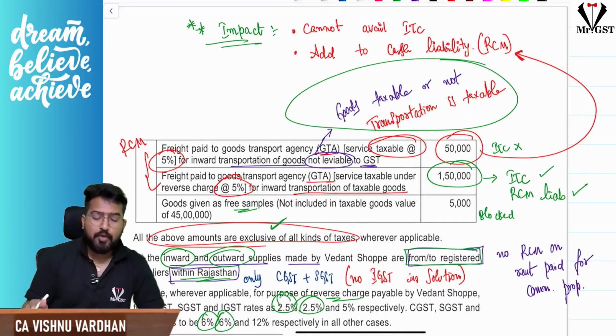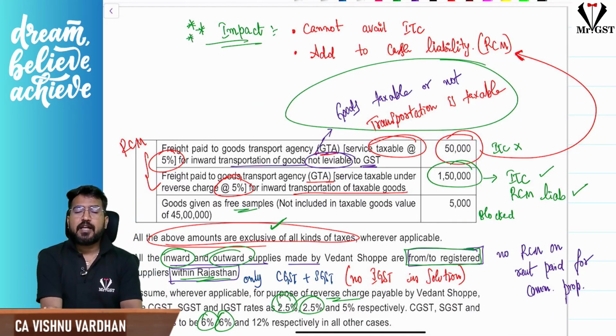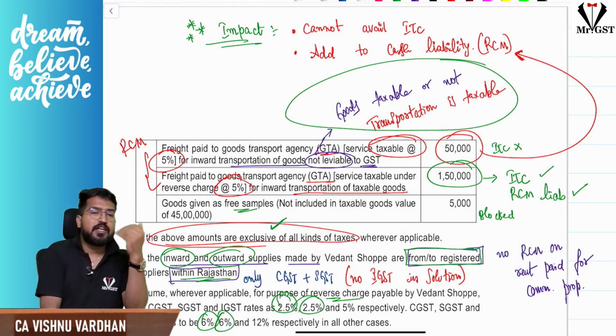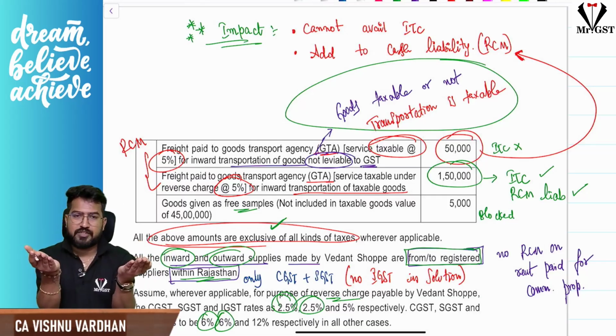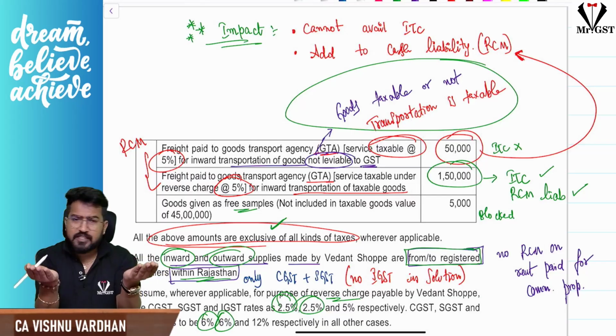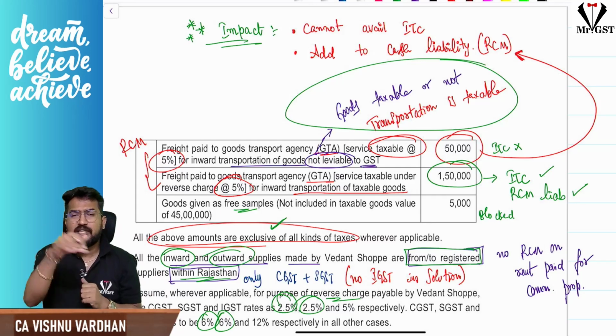Now, one very important point which I have to discuss with you. See, transportation. Sir, we are taking GTA services. When we are taking GTA services, we know it is RCM. When we are taking GTA services for transporting taxable goods or for transporting exempt goods, in both cases, please understand, whether you transport taxable goods or exempt goods, in both cases you are taking GTA services, it is taxable only, taxable under RCM.